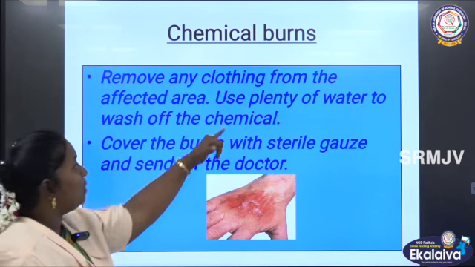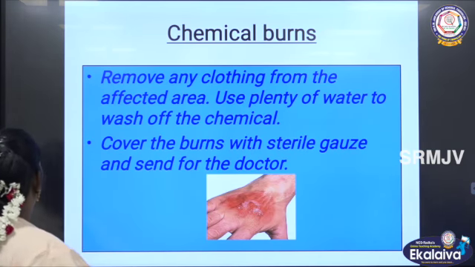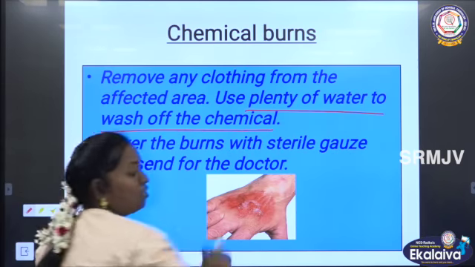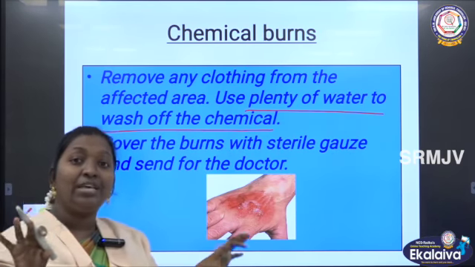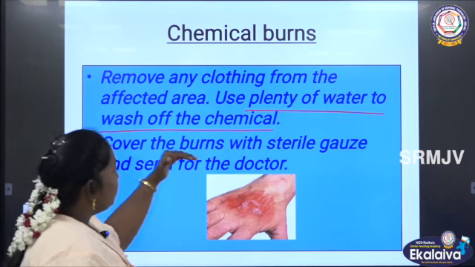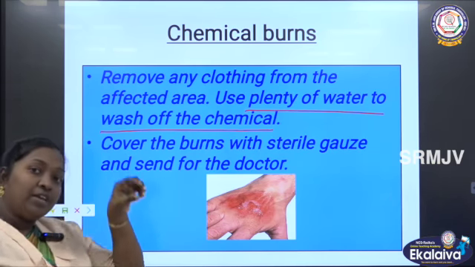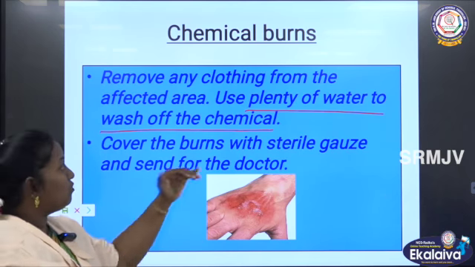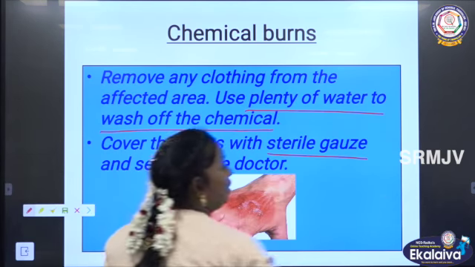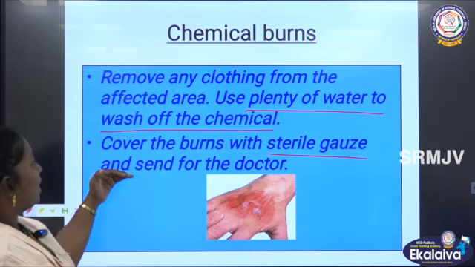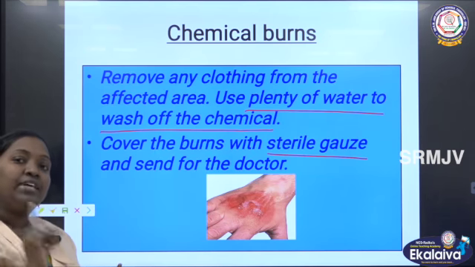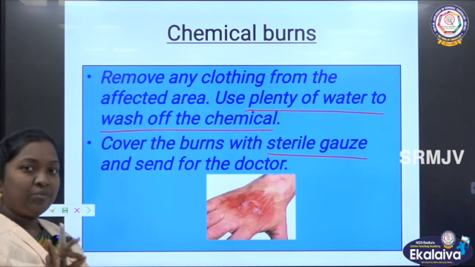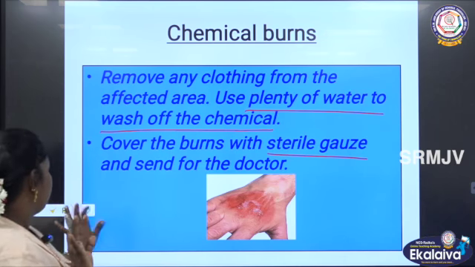So the first step is to use plenty of water to wash off the chemicals, removing them from the affected area. Then cover the burns with sterile gauze. So first the clothes should be removed, then wash with water, then use sterile gauze, which means a clean gauze, to cover it. Then send the person to the doctor. As I told you, treatment by a doctor is a must for every burn.